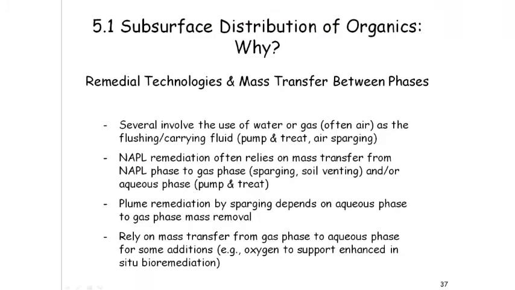Again, why do we want to make this effort? Well, in many cases, we're using a mobile phase to flush contaminants out of a system. Water or gas are 2 typical mobile phases. If we're dealing with NAPLs, the NAPL has to partition into the mobile phase, and that's described by these partitioning coefficients we'll discuss. Again, we might directly remove NAPL by partitioning it into the vapor phase or into the water phase. Again, that's going to be covered by these parameters.